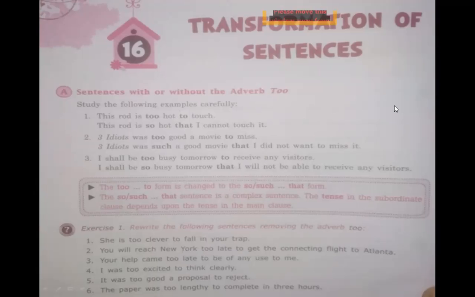Sorry students, it was a bit disturbed. All right, let's see the first sentence. She is too clever to fall in your trap. So see, clever is an adjective. So you will write there so. She is so clever that she will not fall in your trap. Once again I am repeating, I told you to remove the to pattern. This is the first sentence.